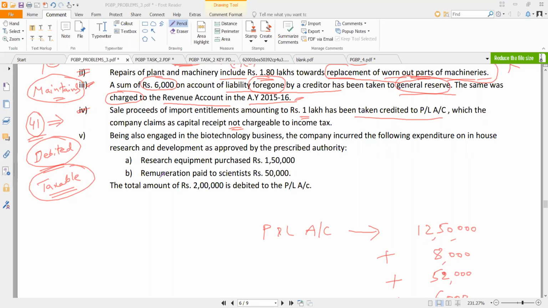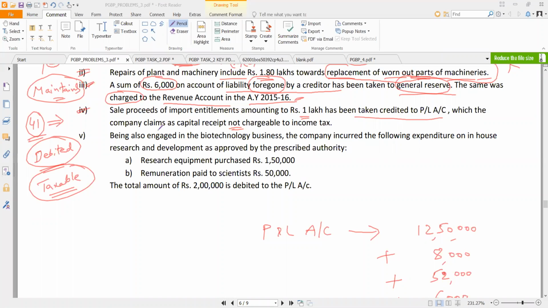Or nothing. Three options are there: add, deduct, nothing. Your answer should be one of them. Nothing. Nothing to be done.